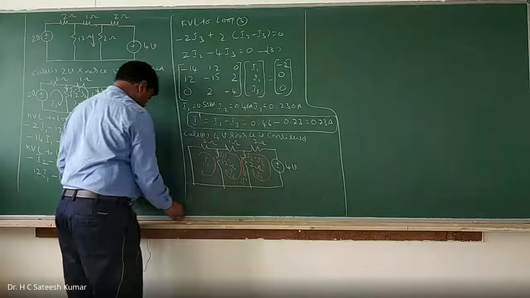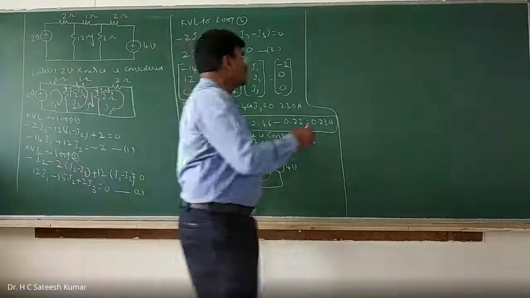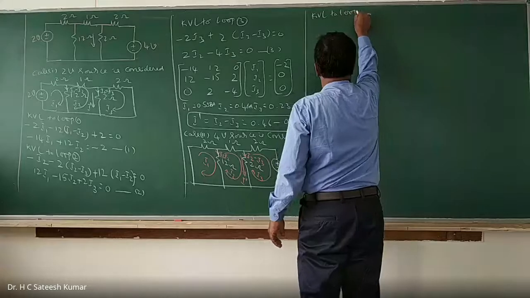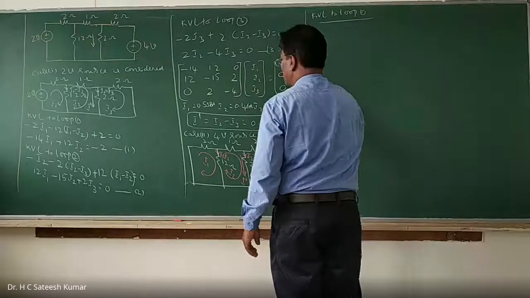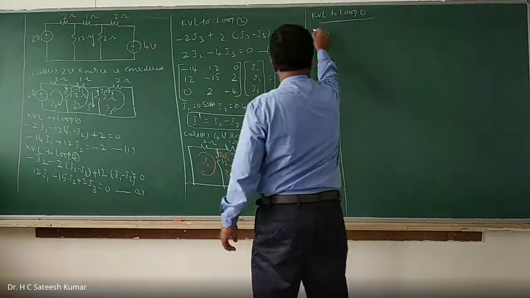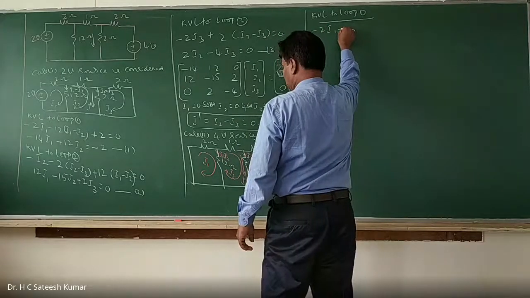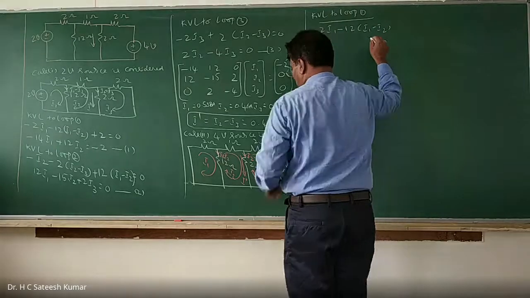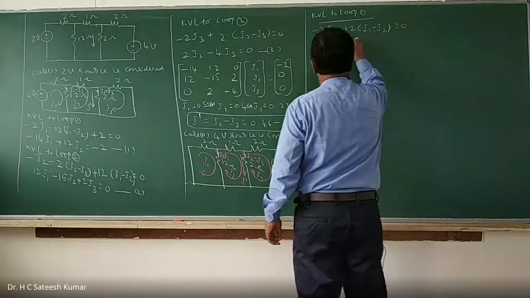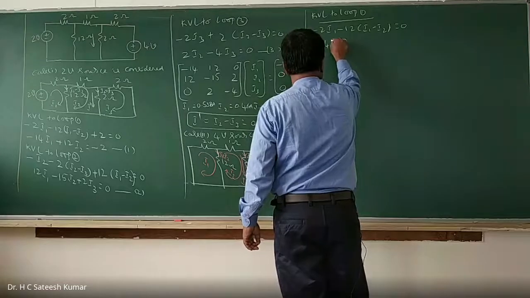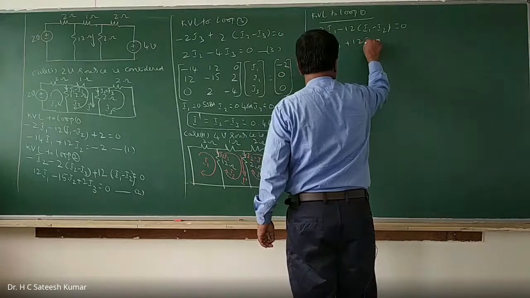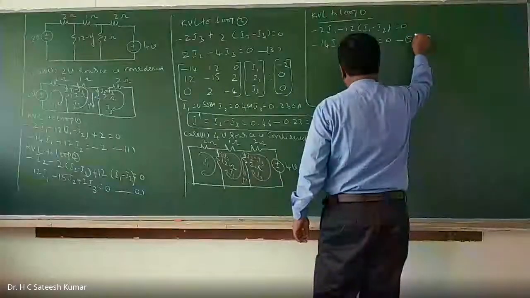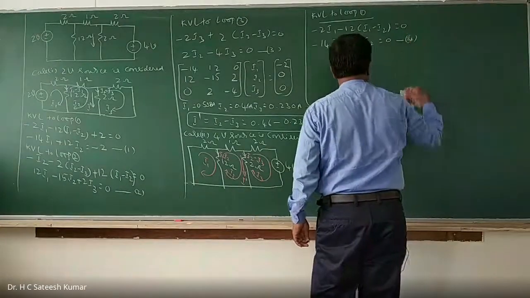Now we write down the KVL equations. KVL to loop 1. What is it that we have? Minus 2 into I1 minus 12 into I1 minus I2 is equal to 0. Minus 12 minus 2, minus 14 I1 plus 12 I2 is equal to 0. Call this equation number 4. Equation 3 I have already done, no? Okay, right.